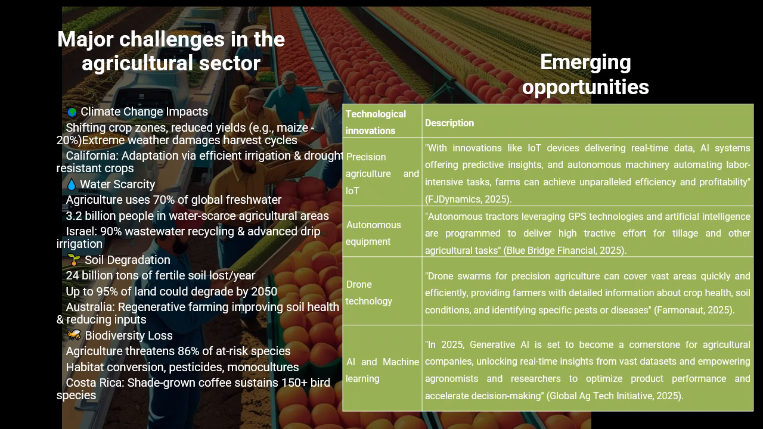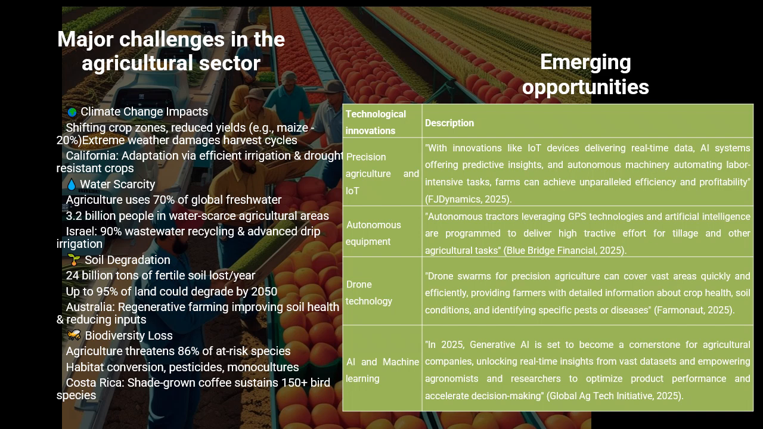Soil degradation sees 24 billion tons of fertile soil lost annually, with up to 95% of land potentially degraded by 2050. Australia demonstrates regenerative farming approaches that improve soil health while reducing input requirements.